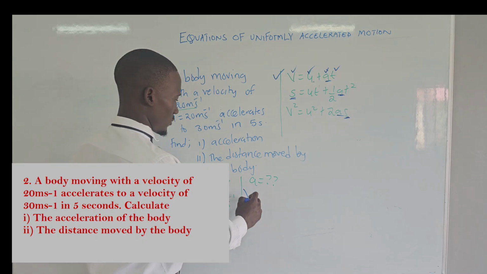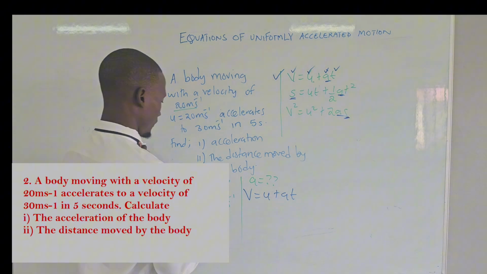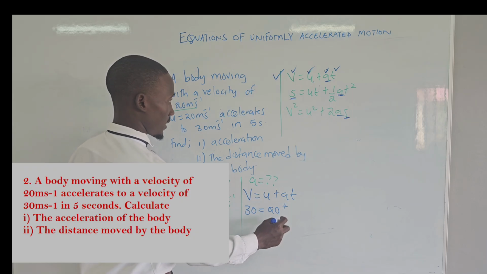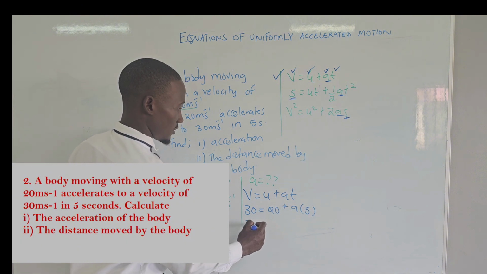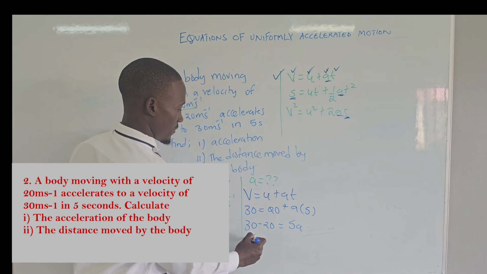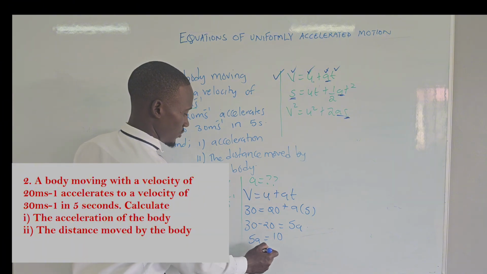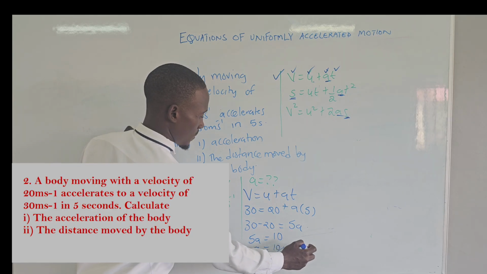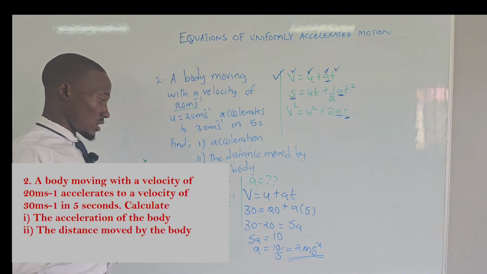So we are choosing the first equation. v is u plus at. The v is 30, is equal to the 20, which is the initial, plus a times 5. The 30 minus 20 is equal to 5a. So 5a is equal to 10. So the acceleration is equal to 10 over 5, which is 2. The units, don't forget the units. That is our acceleration.